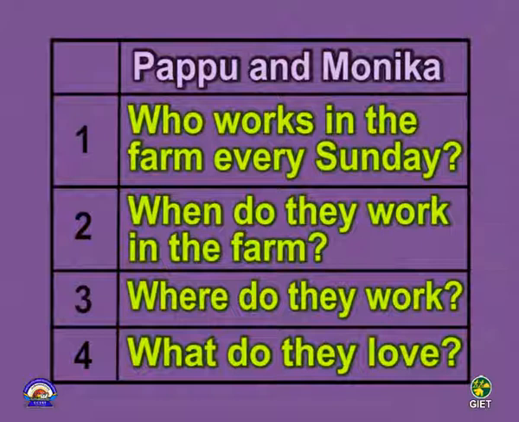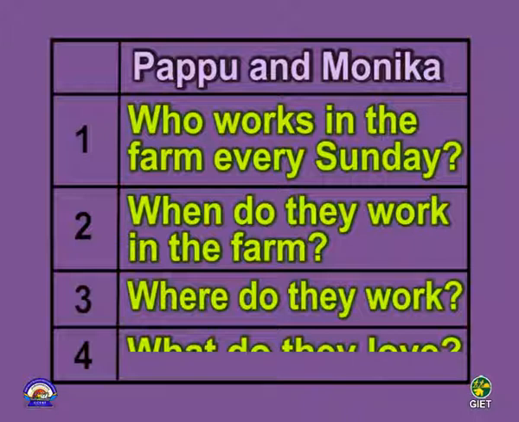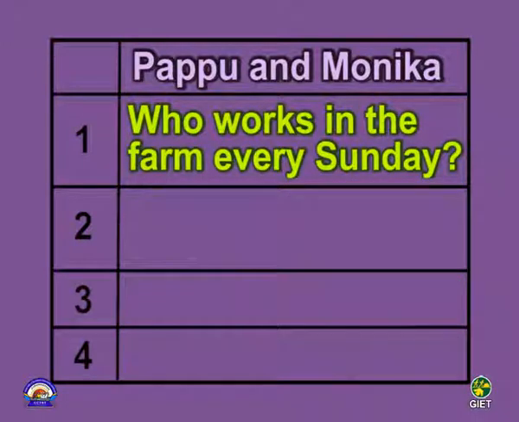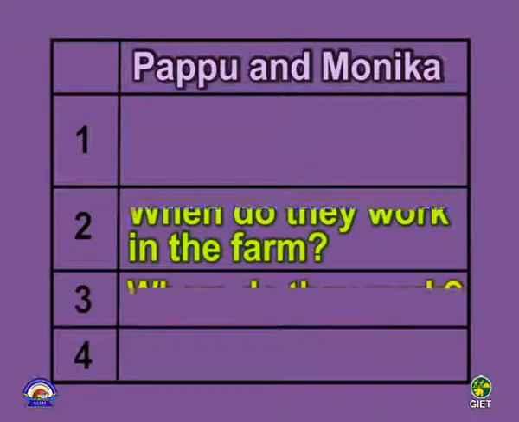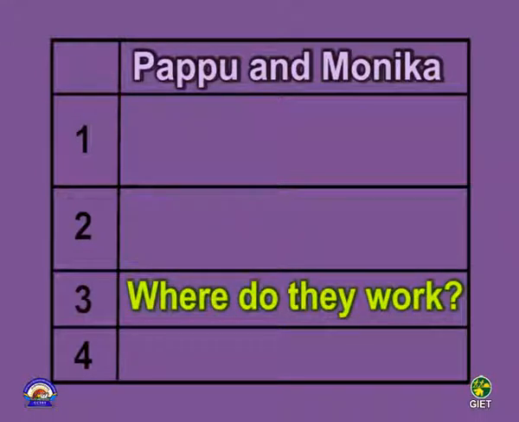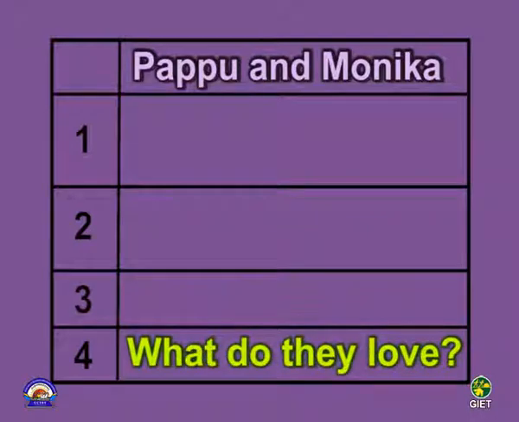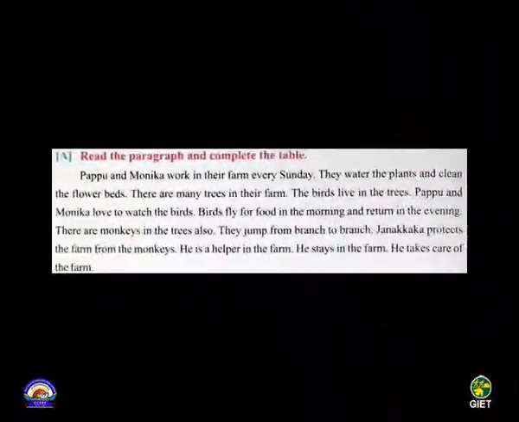Now we see the first column, it is regarding Pappu and Monica. Here, four questions are given, which are based on the same paragraph. First question is, who works in the farm every Sunday? Number two, when do they work in the farm? Number three, where do they work? Number four, what do they love? Friends, let me tell you how these questions can be made from the same sentences.